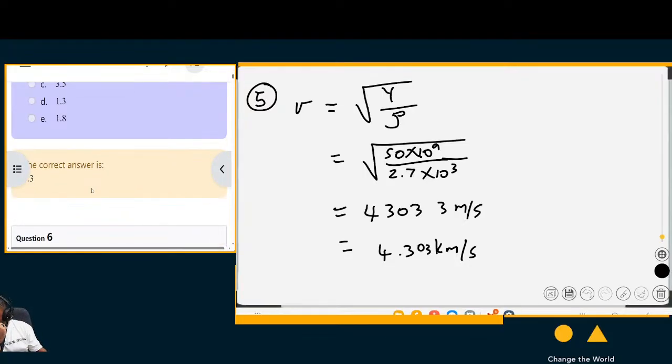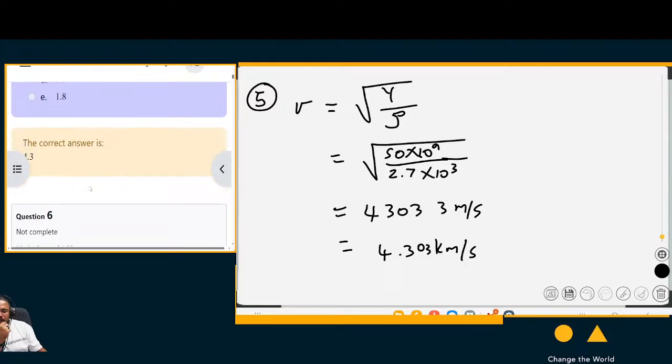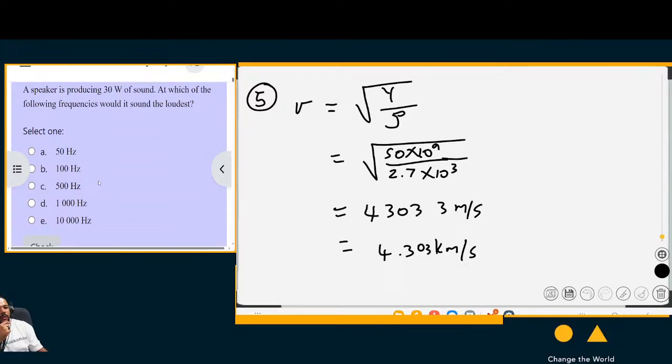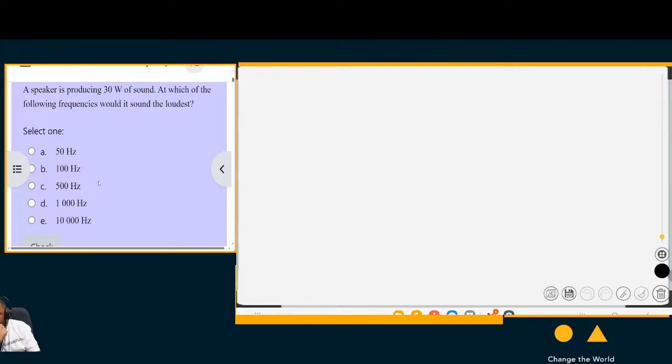Now that's question 5. Now question 6. The speaker, question 6, yes. I'm doing up to question 7 today. A speaker is producing 30 watts of sound, so an intensity with a power. The sound wave has a power of 30 watts. At which of the following frequencies would it sound the loudest?